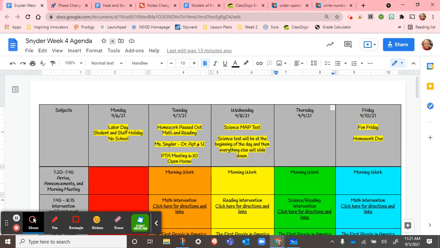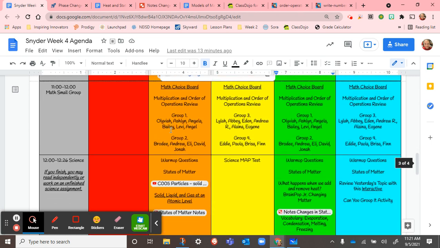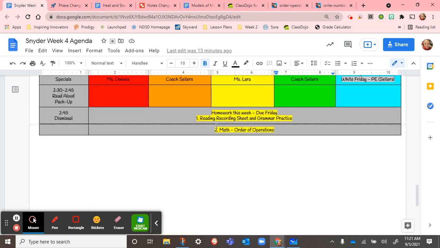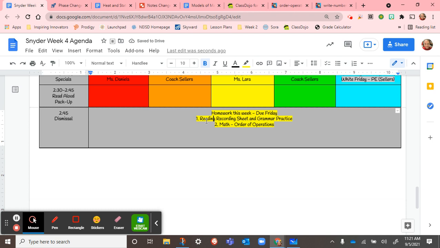And then on the agenda, if you go down here to the bottom, your homework this week. So your homework this week is you've got your reading recording sheet and grammar practice. Every single day you need to be reading, and then you need to be recording what you're reading. And there's a grammar portion on here where you're correcting sentences. So go ahead, rewrite it correctly. And that's for Monday, Tuesday, Wednesday, and Thursday. I know we weren't here Monday, but you can go ahead and do Monday. It's not going to hurt you to get some extra reading in.